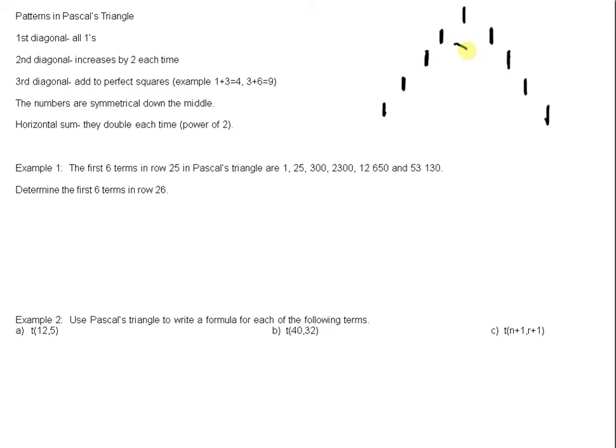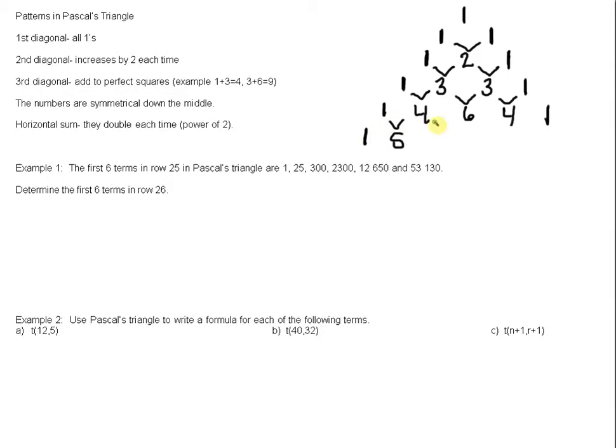So what is 1 plus 1? Well, that equals 2. What is 1 plus 2? 3. 2 plus 1, 3. 1 plus 3 is 4. 3 plus 3 is 6. 3 plus 1 is 4. Again, 1's down the side.